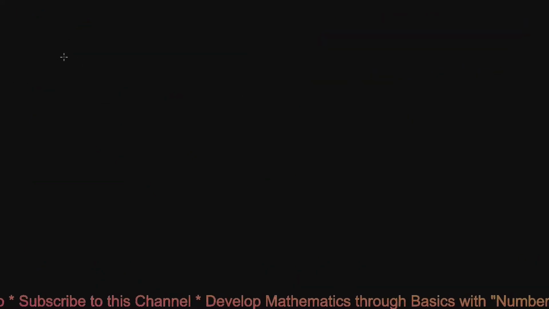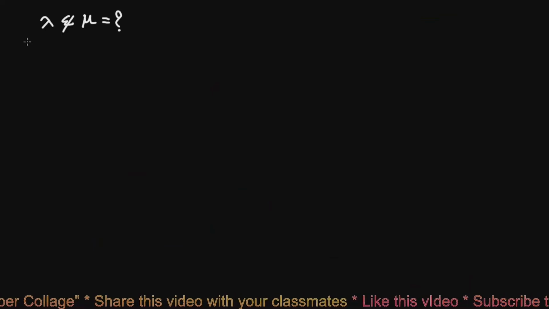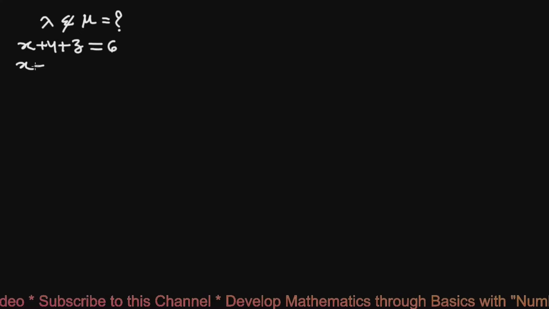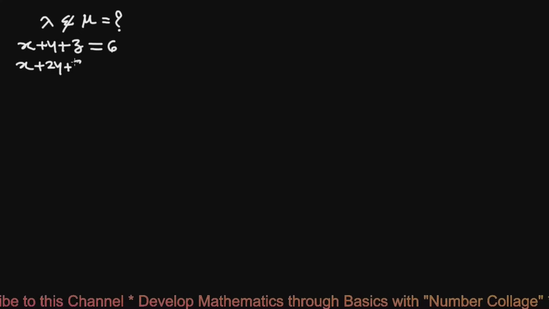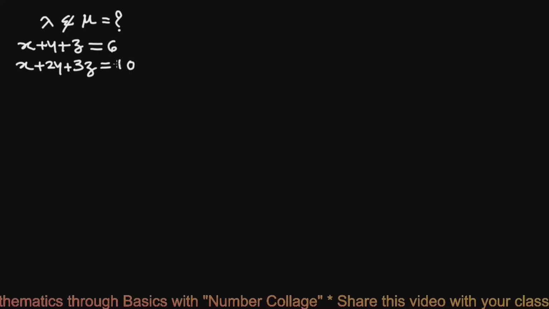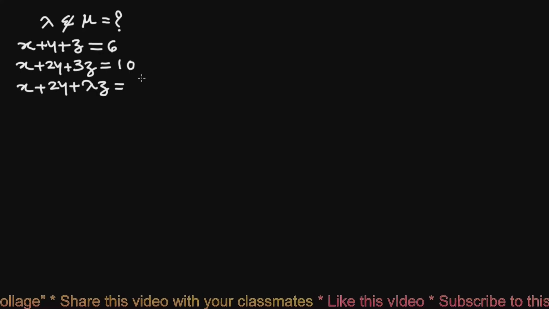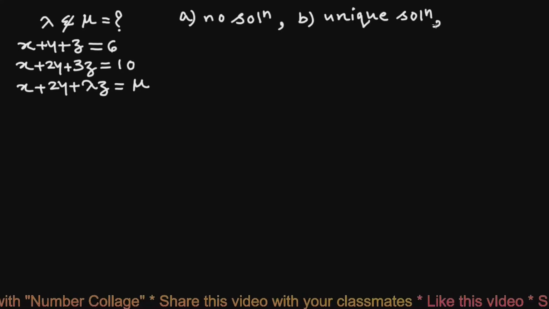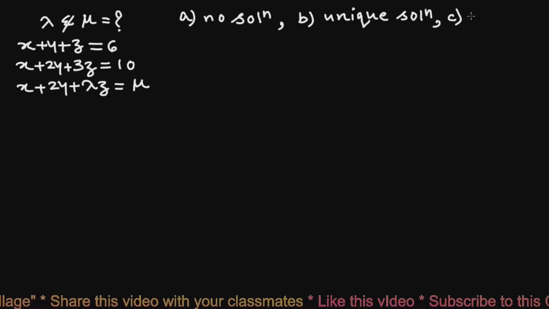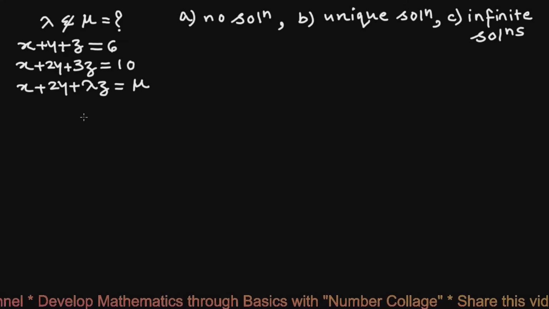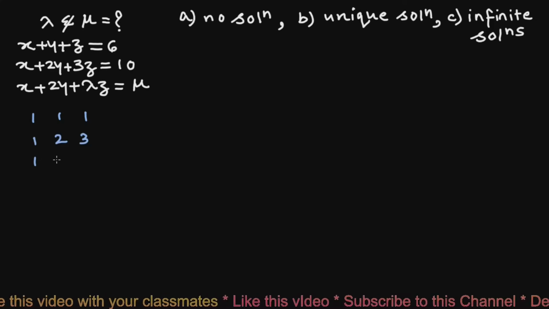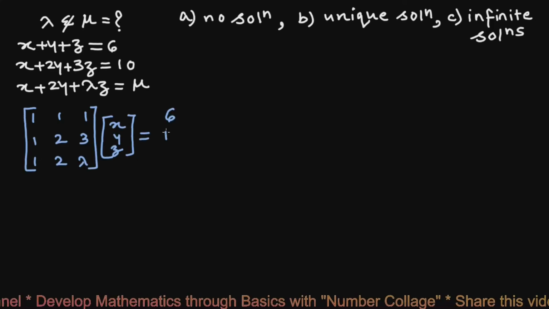We have to discuss for what values of lambda and mu the equations x plus y plus z equals 6, x plus 2y plus 3z equals 10, x plus 2y plus lambda z equals mu have A. No solution, B. A unique solution, C. Infinite number of solutions. Let's write these equations in the matrix form. 1 1 1 1 2 3 1 2 lambda x y z equals 6 10 mu.